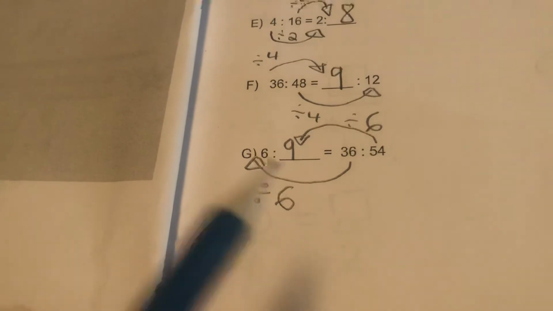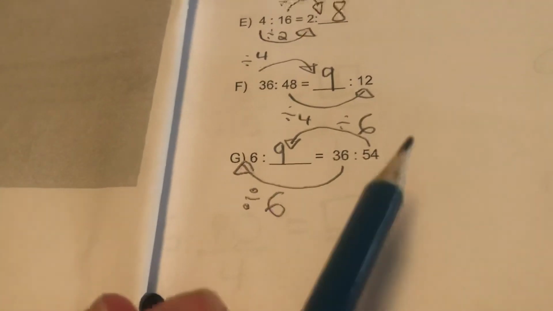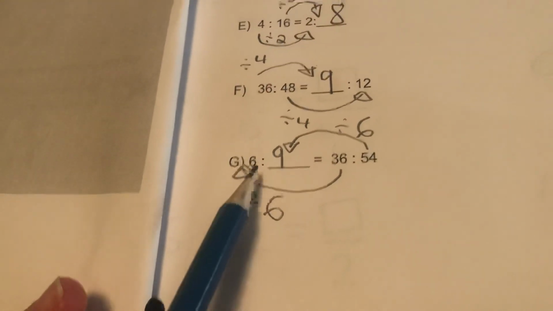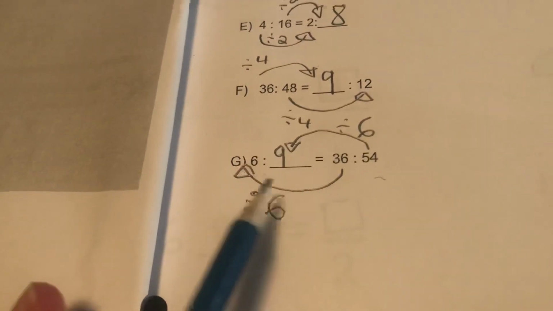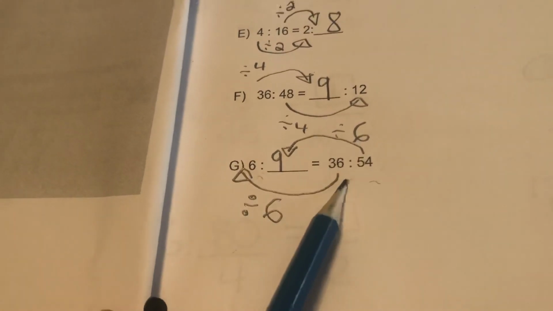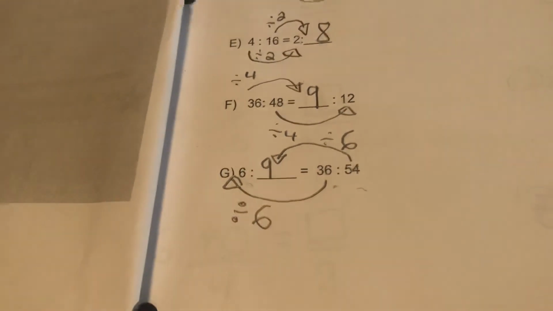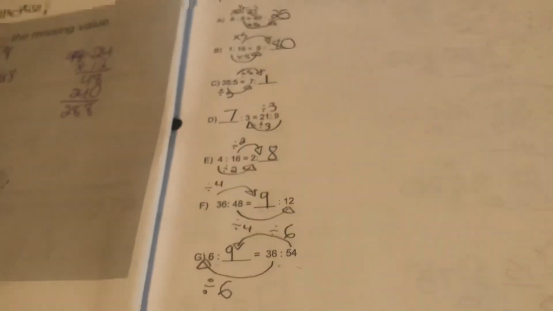Okay. And again, to check your answers, you can just go back the other way. So you could say, well, 6 to 9 equals 36 to 54. Got to make sure that's right. So 6 times 6 would give you 36, and 9 times 6 would give you 54. Okay, so that's solving for missing values in ratios.